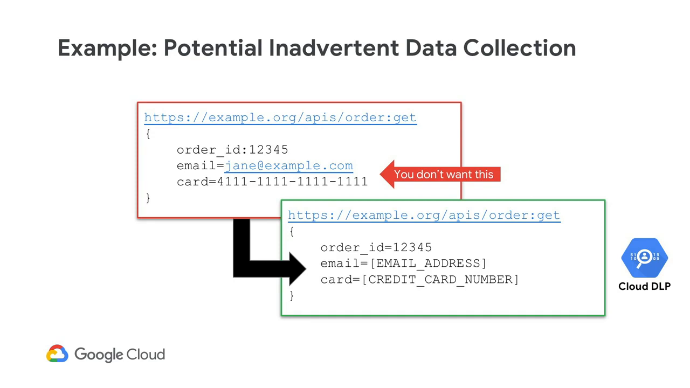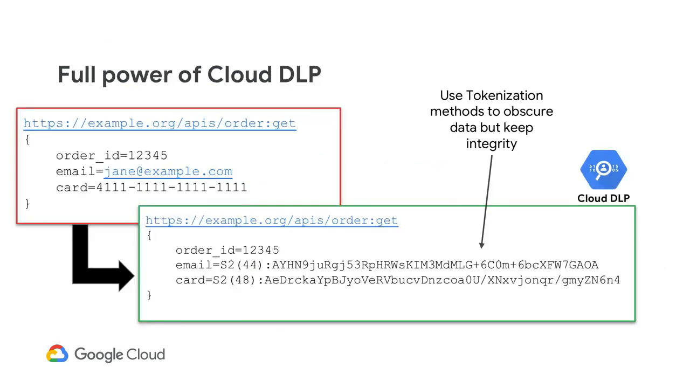Now, you were seeing the redaction there, but you really have the full power of our Cloud DLP infrastructure. So it may be that you want to collect that information. You don't want to just redact it, but you want to do something even more powerful. So let's look at a similar example here. But instead of just simply redacting the information, because you have the full power of tokenization and masking, you could actually use tokenization methods to obscure that data, but still keep the integrity.